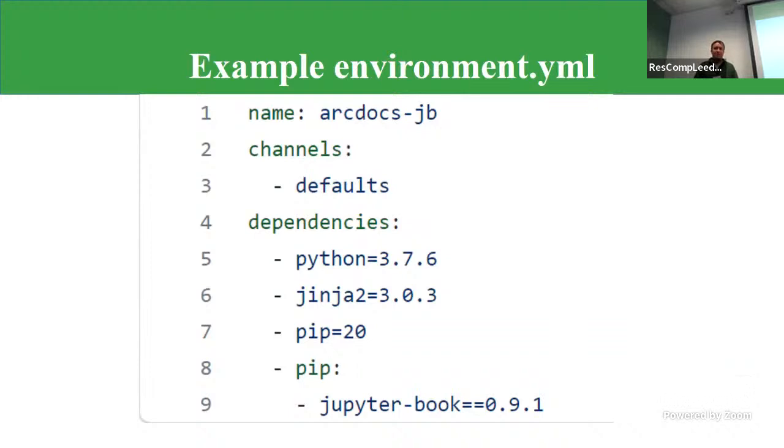It's a YAML format, so indentation and spaces are important for levels of hierarchy. In this case, I think it's quite clear. This environment can be called art.docs.-jb. It only uses the default channel, which in most cases will be conda. We've specified some dependencies: Python, Jinja, and pip at specific versions, and below it JupyterBook. JupyterBook is actually the main part of what we're trying to use in that environment.